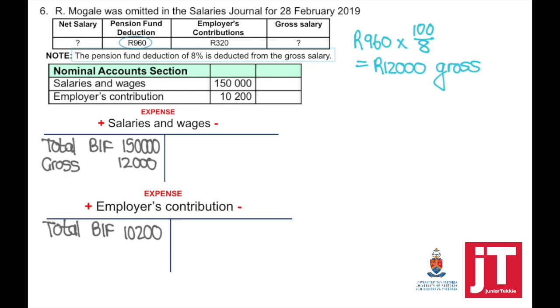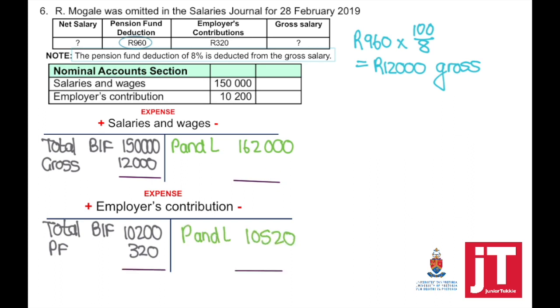This means that salaries and wages will be debited with 12,000. If we look at the employer's contribution, it's going to be debited with 320 because it was omitted, so we need to add it. Salaries and wages is closed off to the profit and loss account, so this is our total expense for this accounting period. Employees' contribution is an expense, it's closed off to the profit and loss account, so this is our total expense. I do not care about the deductions.